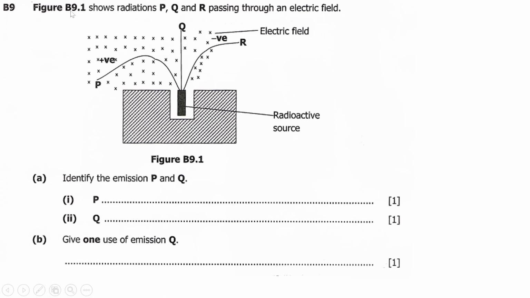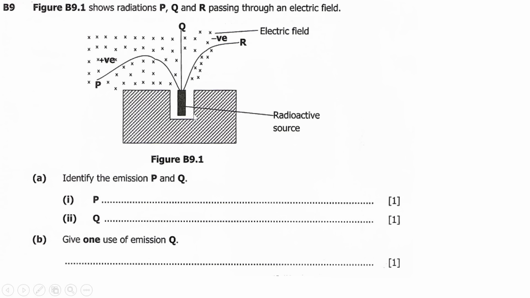So we come to B9 here. It says figure B9.1 shows radiations P, Q, and R passing through an electric field. Okay, so this is an electric field, and we have radiation, which is P, Q, R, that is passing there. Here is the radioactive source, so this is where it is coming from. And then they're saying A, identify the emissions P and Q, then B, give one use of emission Q.